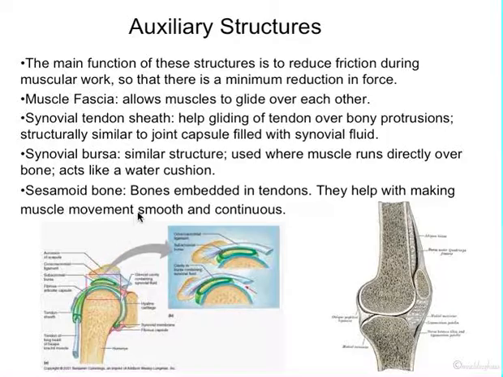And then we got the sesamoid bones, and those are bones that are embedded in tendons, and they help with making the muscle movements more smooth and more continuous. And we talked about that already before when we talked about bones.